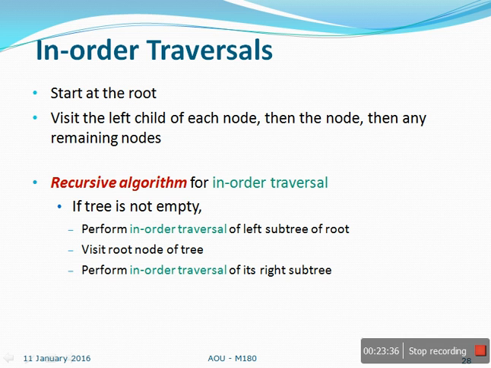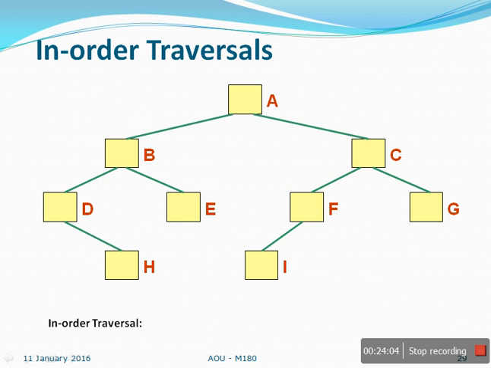Now let us look into the in order. The in order says that first perform the in order to the left subtree, because in order first you process left, then you go to the root, and then you go to the right. So first perform the in order for the left, and then visit the root, and then perform the in order for the right. So let us take the same example. We start from the left, then go to the root, and then go to the right.